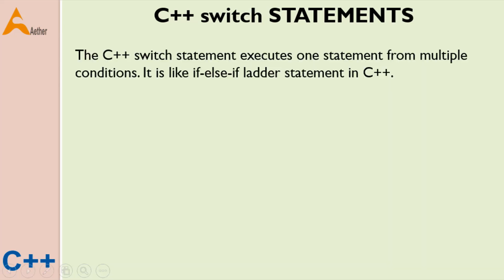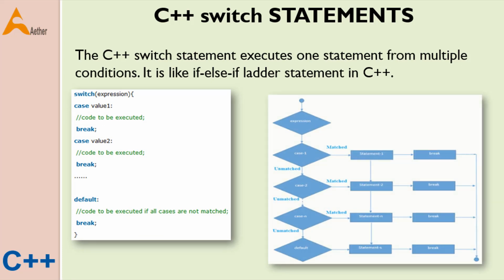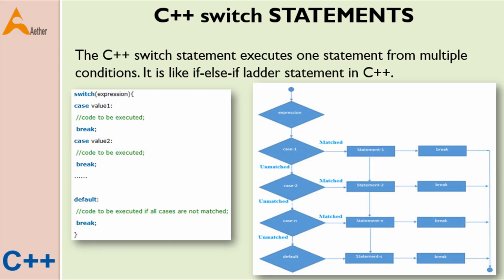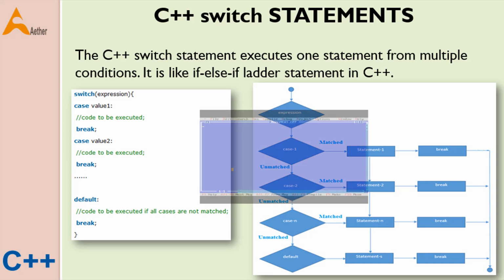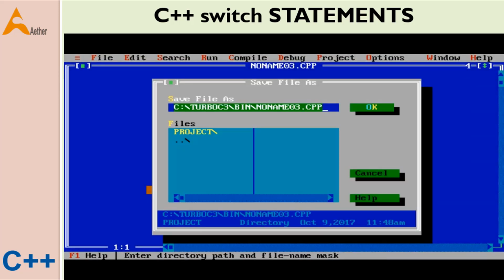Now let's see C++ switch statements. The C++ switch statement executes one statement from multiple conditions. It is like if-else-if-ladder statement in C++. You can see the syntax and flowchart on your screen. We will make it more understandable with the example. In the example, I will show you how to handle multiple conditions. Watch the example carefully.